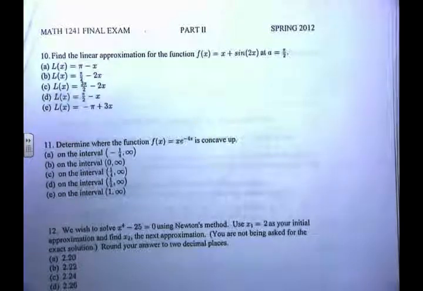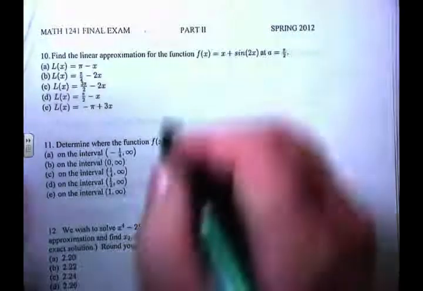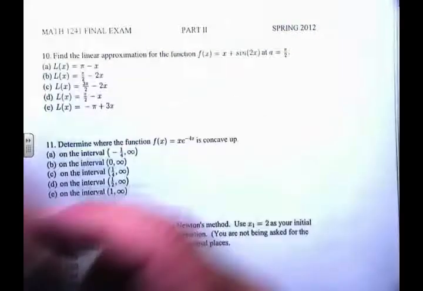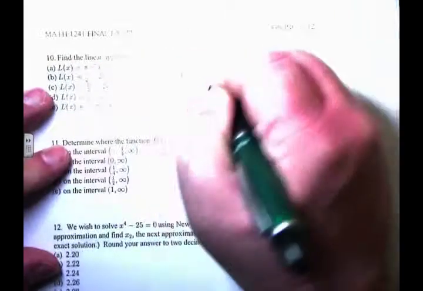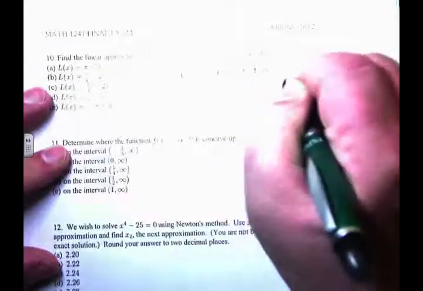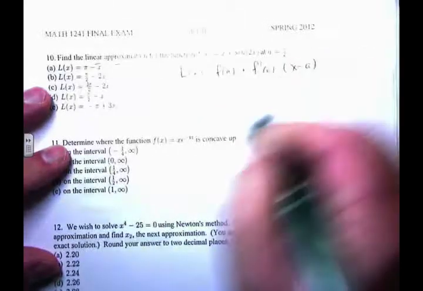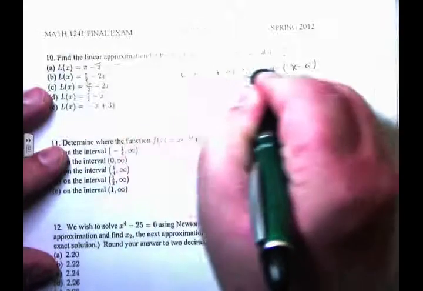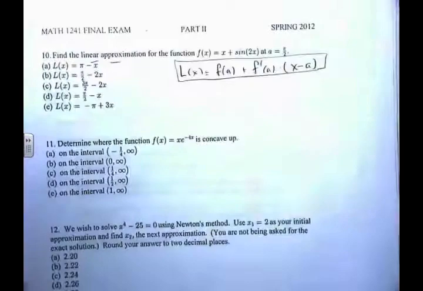Says this, find the linear approximation for the function f of x equals x plus the sine of 2x at a equals pi halves. What is the formula for the linear approximation? Remember this, the linear approximation formula is L of x is equal to f of a plus f prime of a times x minus a. This is your linearization formula. So anytime they ask for linearization, this is your guy.